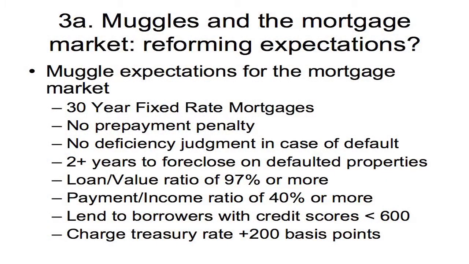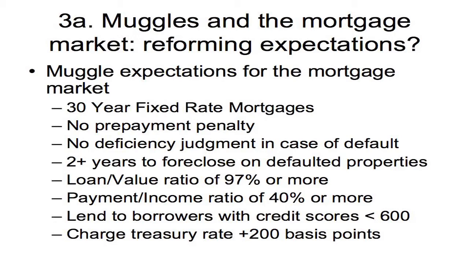Okay, so we've learned from history, right? So now we've got some reform ideas. Reform idea number one, Muggles in the mortgage market, reforming expectations. What do Muggles expect the mortgage market to do for them in the United States? Here are the expectations for what the mortgage market is supposed to supply to ensure the American way. 30-year fixed rate mortgages, no prepayment penalty. It means if interest rates go down, you can refinance without a penalty.